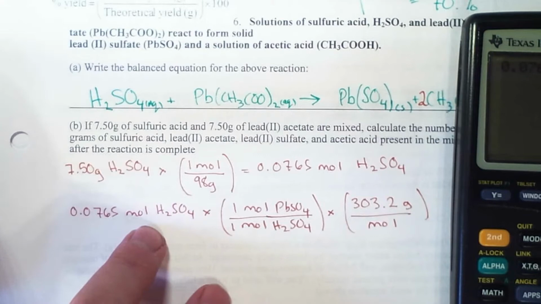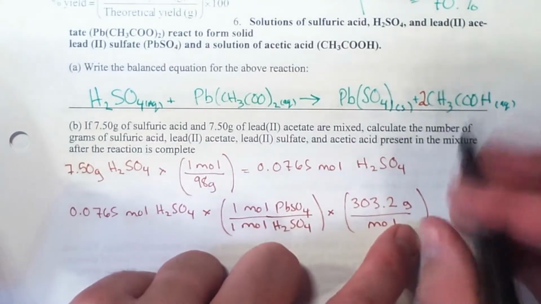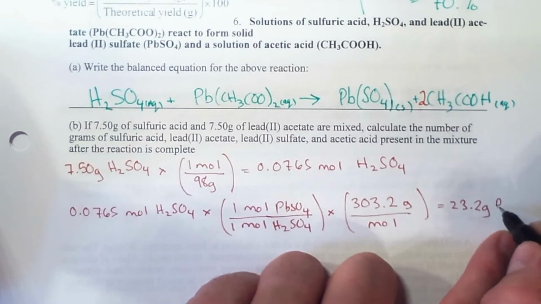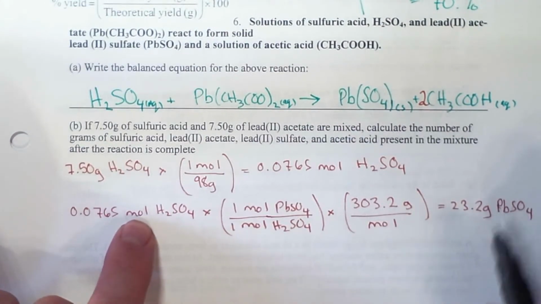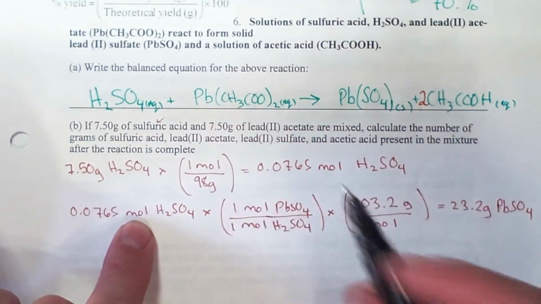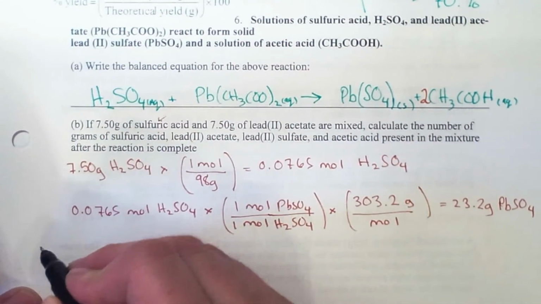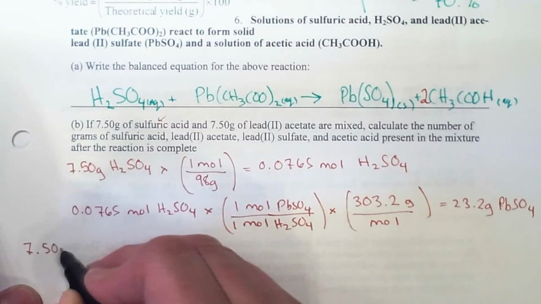0.0765 moles of sulfuric acid times 1/1 times 303.2 is 23.2 grams. So that's how much lead sulfate would be produced if that was the limiting reactant. So I've checked that one. Now I need to move to the lead acetate. So let's give ourselves lots of room here, and we'll do it. I'll try and do it all in one line.